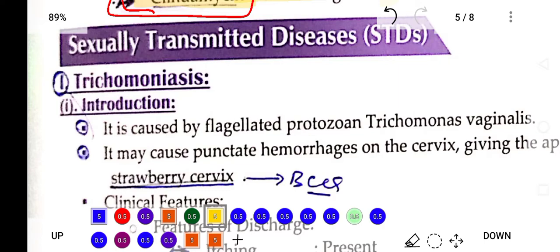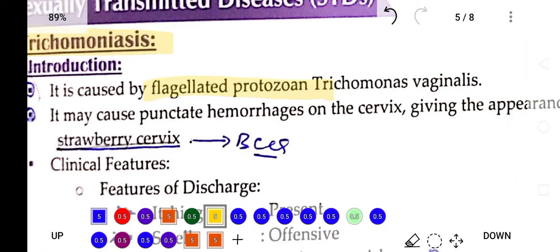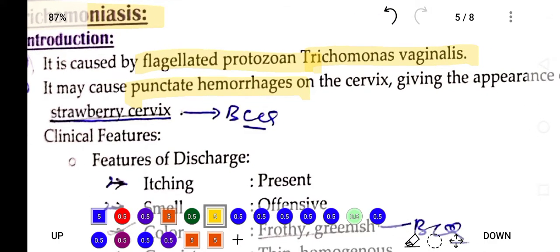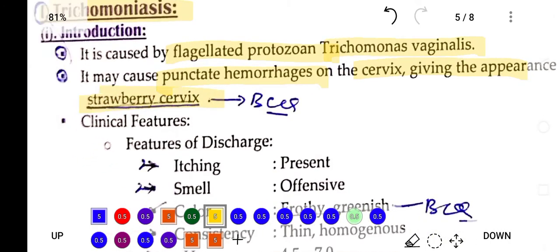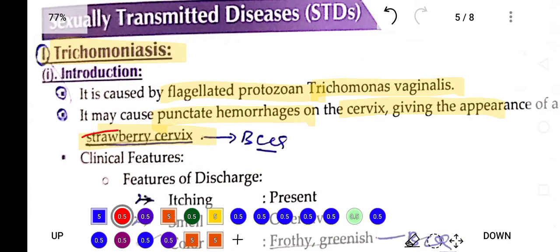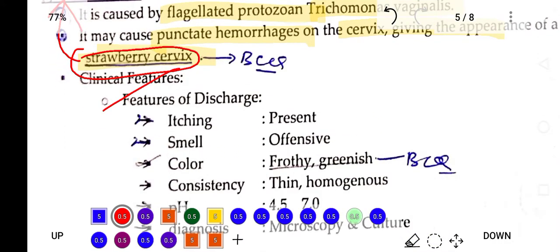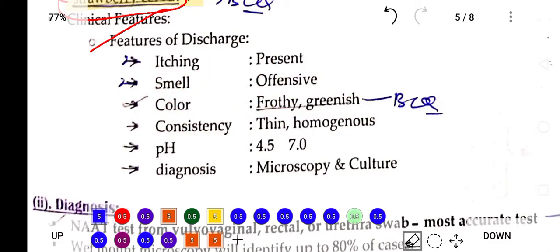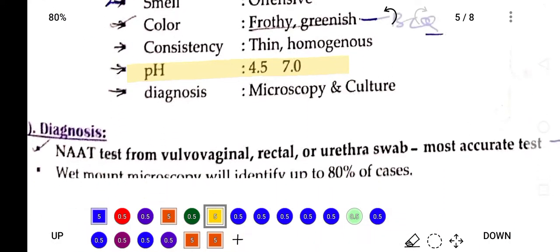Now, the other condition is trichomoniasis. It is a disease which is caused by the flagellated protozoan Trichomonas vaginalis and caused by punctate hemorrhage on the cervix, giving the appearance of a strawberry cervix. It is an important and high yield point that strawberry cervix occurs in trichomoniasis, and the features of the discharge will be: itching is present, and an offensive smell with a frothy and greenish discharge, and consistency will be thin and homogeneous, and pH is 4.5 to 7.